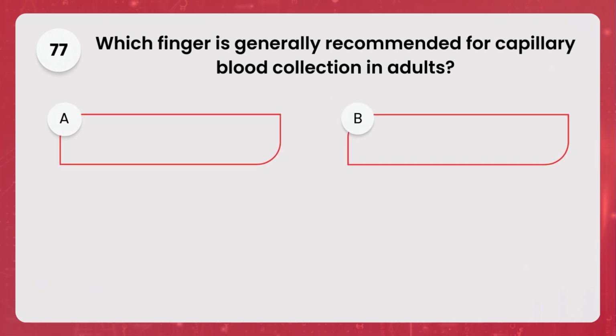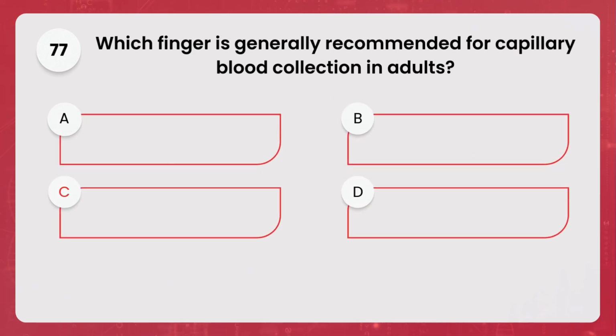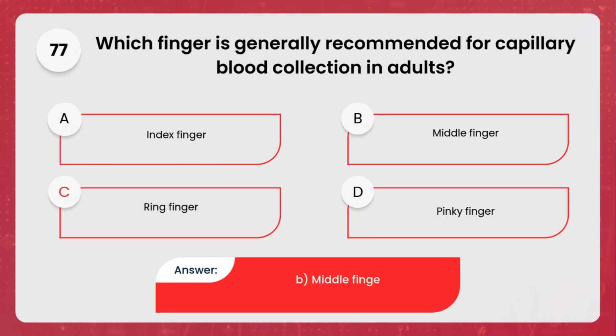Number 77. Which finger is generally recommended for capillary blood collection in adults? A. Index finger, B. Middle finger, C. Ring finger, or D. Pinky finger? The answer is B. Middle finger.